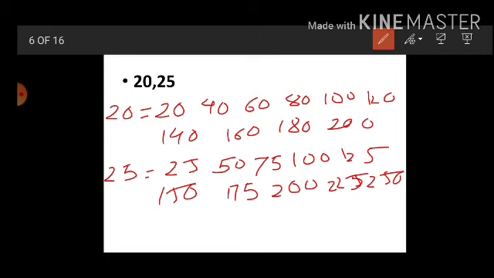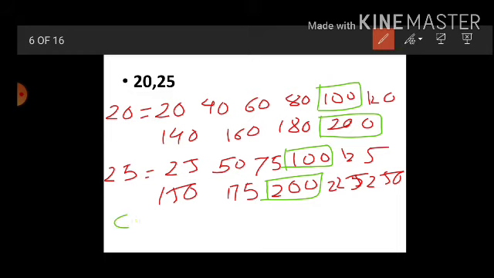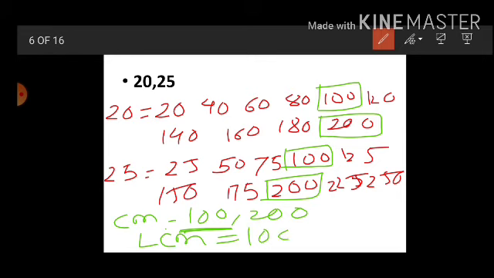Now here 100 is a common multiple of 20 and 25, and 200 is a common multiple of both of them. So the common multiples are 100 and 200. Which is the smallest common multiple? 100. So LCM is equal to 100. Okay students, the least common multiple is 100. Now next example.